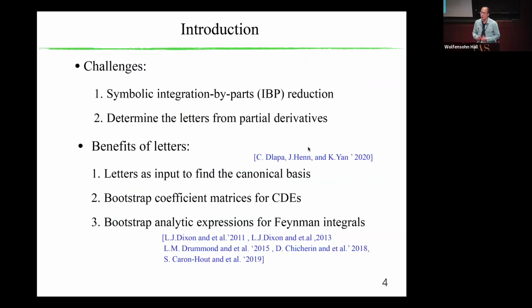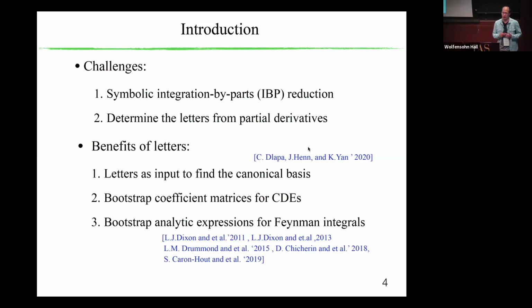But with this method, I think we face two challenges. First, for multiple scale integrals, it is hard to do the symbolic IBP reductions. And on the other hand, even if we have the epsilon-factorized differential equations, it is not easy to combine them into a total derivative to get the letters, because for multiple scales we have partial derivatives. So these are the two main challenges.